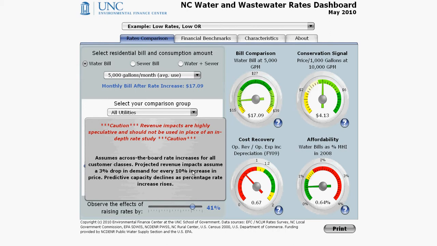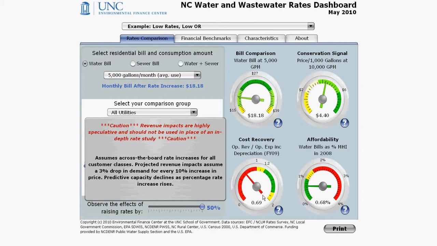Heed that warning. This dashboard cannot and should not be used in place of an in-depth rate study. The projections shown are very broad brushed. Of course, unfortunately for this utility, even a 50% increase in their rates would not be sufficient to make it recover its operating expenses. Luckily, this is a made-up utility. Hopefully, you will never let your utility reach the point that this utility has reached.